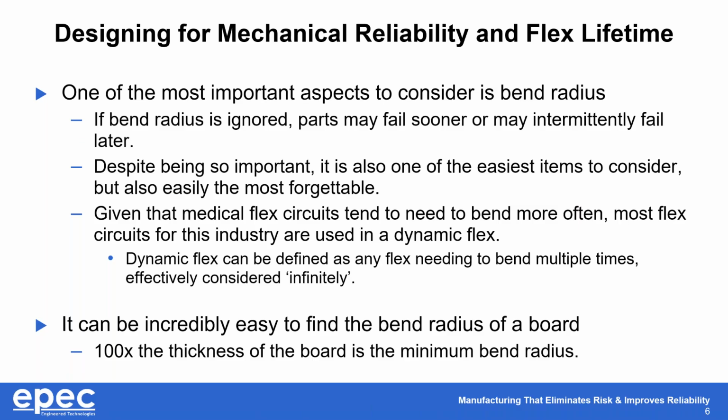And for a dynamic flex, the bend radius is extremely easy to calculate. It is just, for a 1 and 2 layer, 100 times the thickness of the board. That's the minimum bend radius. You can't go beyond that without ending up having a failure down the road. And so it's just something to keep in mind from the very beginning.